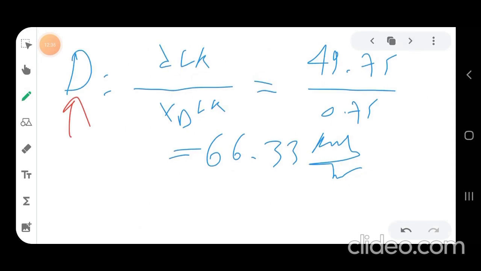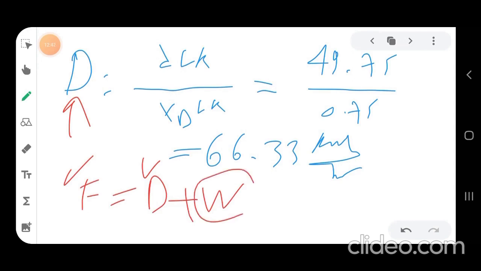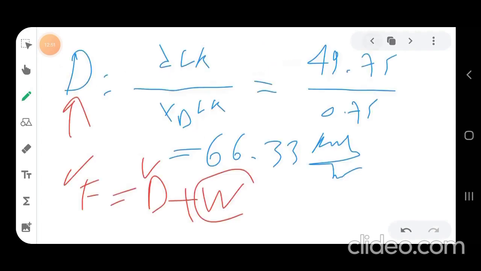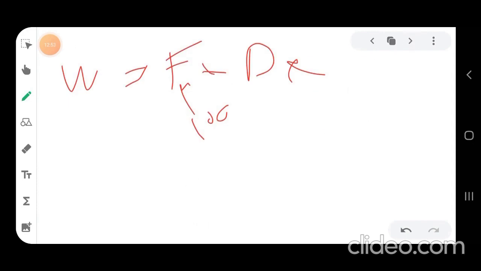Okay, and of course you know that F is equal to D plus W. We know F, we now know D, so we can easily determine this W. So W is equal to F minus D. This we know as 100, and this we got already here, so we can subtract them easily. We will get W as 33.67. Again, why I'm finding this W, because we are going to use it later in the correlations.